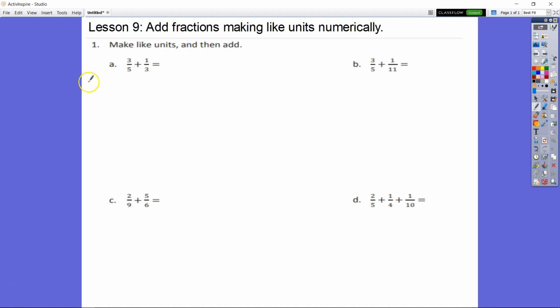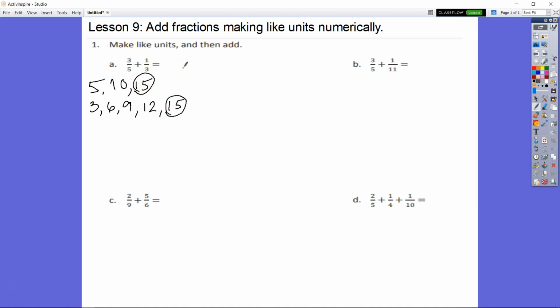We're going to skip count by 5s and by 3s to find our LCM, our lowest common multiple, which is going to ultimately turn into our LCD, our lowest common denominator. So let's go ahead and skip count by 5s. 5, 10, 15, and we can stop right there because we know when we skip count by 3s, it's going to be 3, 6, 9, 12, 15. So our lowest common denominator, our lowest common multiple would be 15.